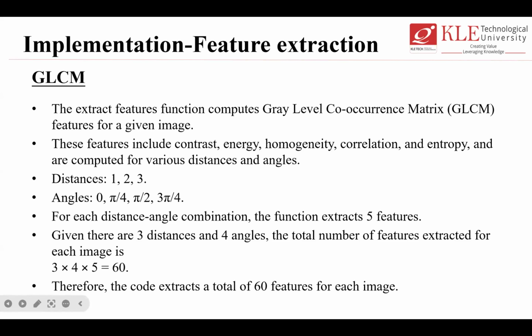We kept the distance as 1, 2, and 3, and angles as 0, pi by 4, pi by 2, and 3 pi by 4. For each distance-angle combination, the function extracts 5 features. Given there are 3 distances and 4 angles, the total number of features extracted will be 3 into 4 into 5, that is 60 features extracted for each image.